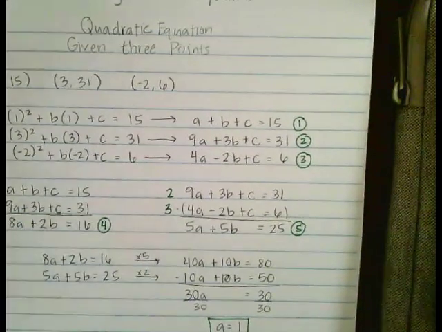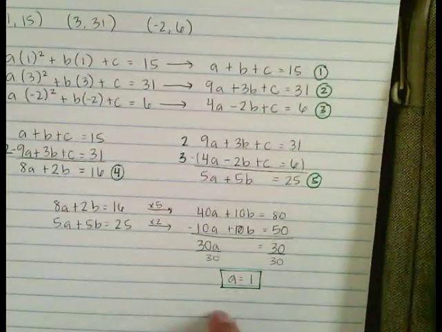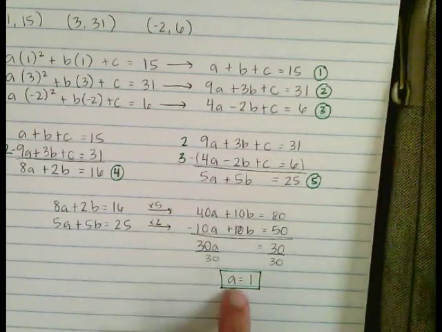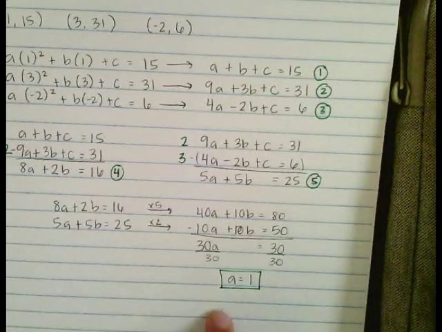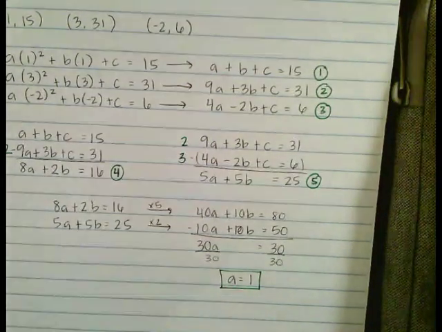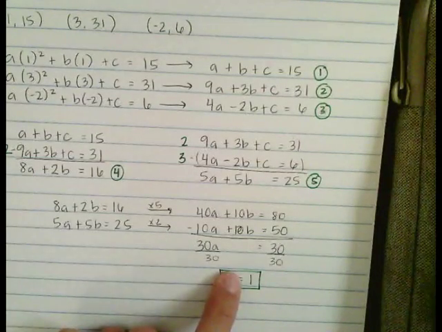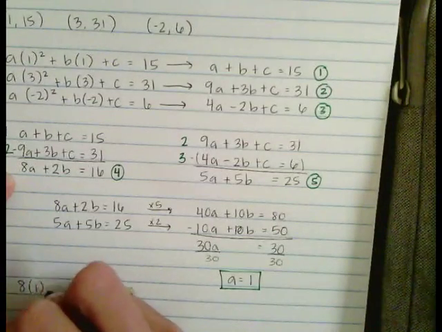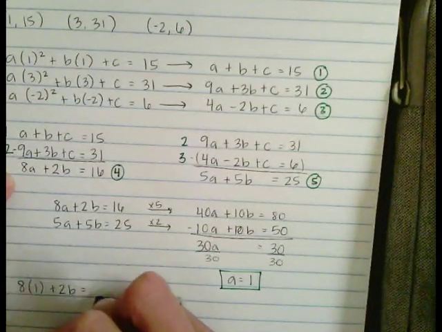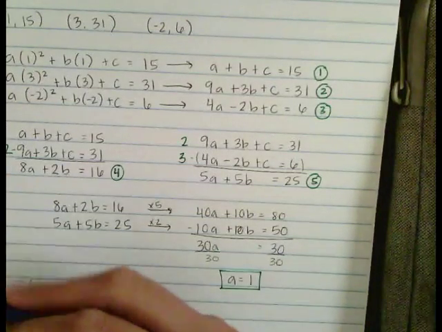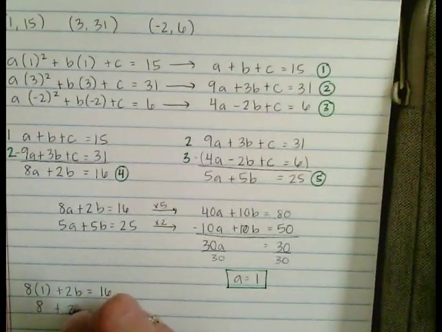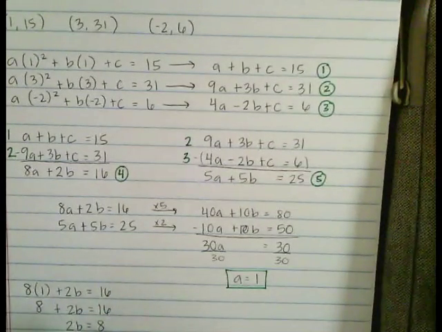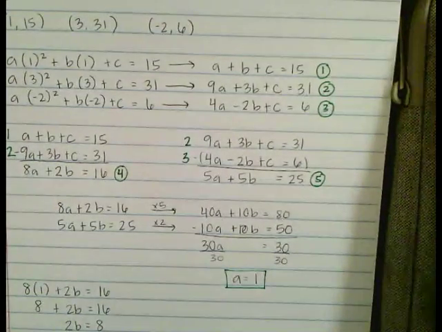Now think about what you're trying to do here. You're trying to come up with A, B, and C. It's kind of backwards because you're not coming up with x, y, and z. You're coming up with your A, B, and C values for your quadratic. Now we figured out what A is, but you're going to use the same method. So with the A value, you're going to plug it back into equation 4. 8 times 1 plus 2B equals 16. Then 8 plus 2B equals 16, and then 2B equals 8, and B equals 4. Okay.